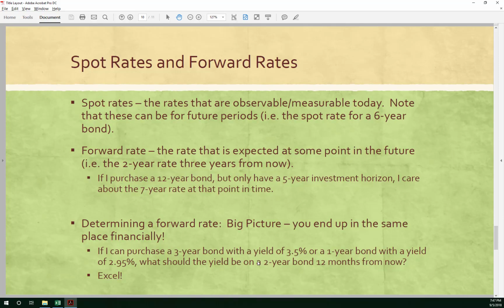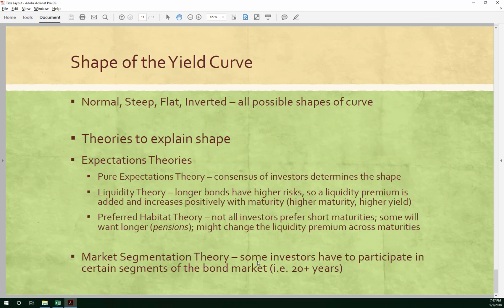So let's march on to the last slide here and wrap up this series of videos. And we're going to look at the shape of the yield curve. We can have a few different possible shapes. A normal yield curve, which would be upward sloping. We can have a steep curve, a steep yield curve, and that's going to be extremely upward sloping. We can have a flat curve, or we can have an inverted curve.